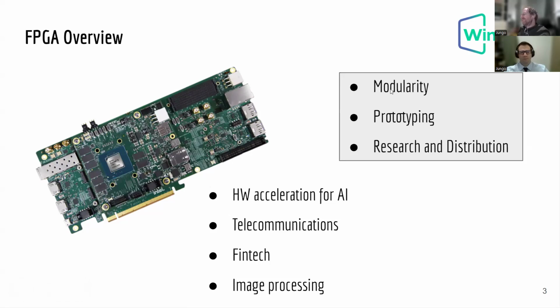So the advantages of using FPGAs are modularity. They're used for prototyping, for research, and for distribution. After you get your finished design, you could just program that on your FPGA and distribute it like that. And FPGAs are used in many, many fields. I'm going to cover just a few: hardware acceleration for AI, telecommunications, fintech, Bitcoin mining and other crypto mining, and also image processing and other signal-related processing like audio, video, and the likes.